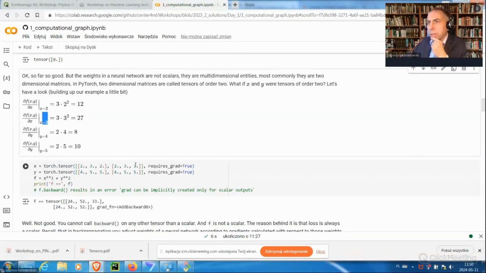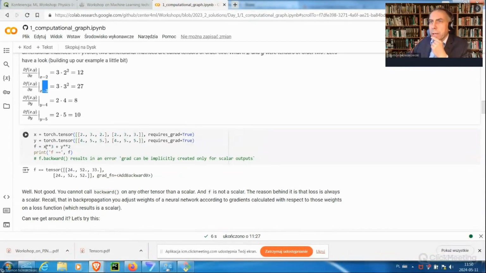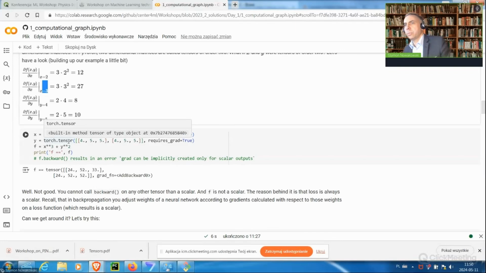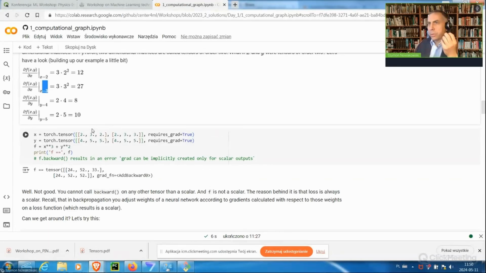It is a matrix 2 by 3, and f becomes as before x cubed plus y squared. We print the f value, and the f value is this. So basically this calculation happens, just as there was such a question in a chat, usually in such tensor operations, they happen coordinate wise. So if we have corresponding coordinates in those two tensors x and y, the value of 24 gets computed by 2 cubed plus 4 squared.